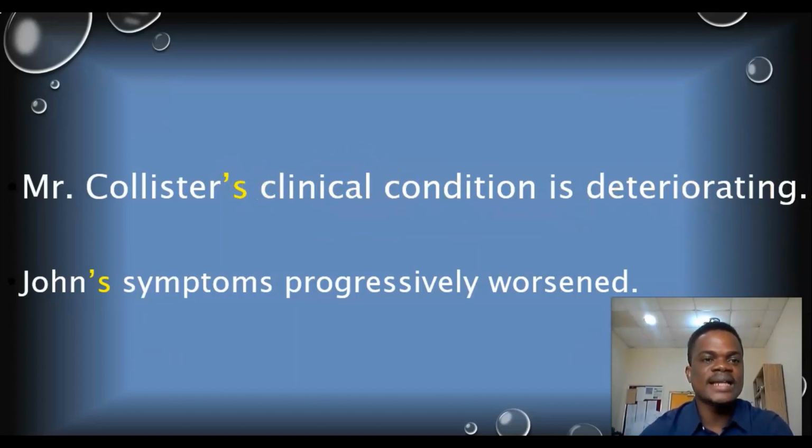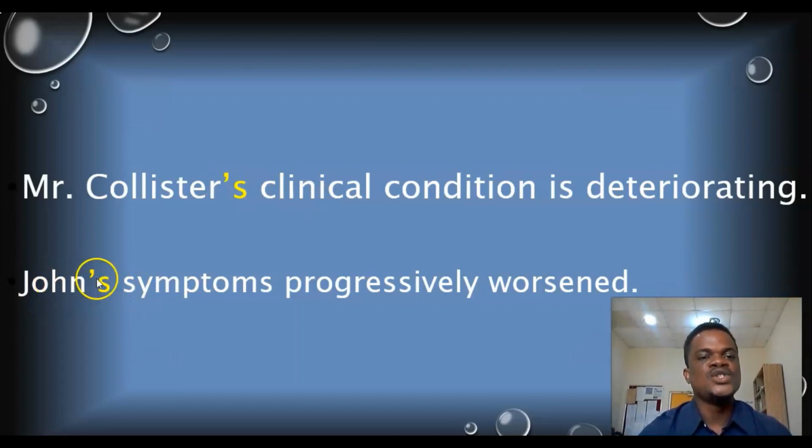So it's either we write Mr. Collister's clinical condition is deteriorating, or we can remove this and use a possessive pronoun and say his clinical condition is deteriorating. So if you are using the noun form, you add apostrophe S. If you are using the pronoun, you can remove it. The possessive pronoun his can replace this. So whenever you are trying to write a possessive kind of statement, like in this case, you must use apostrophe for it.